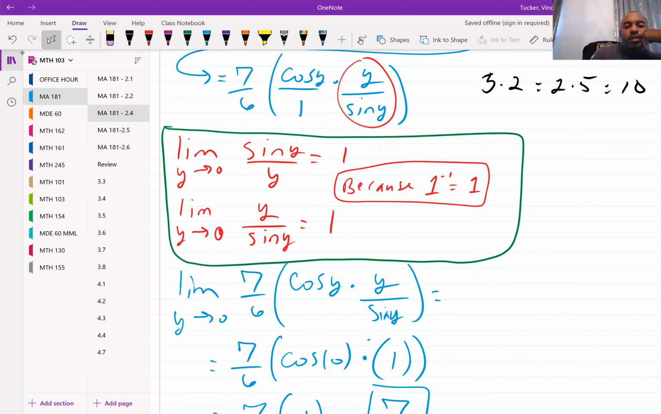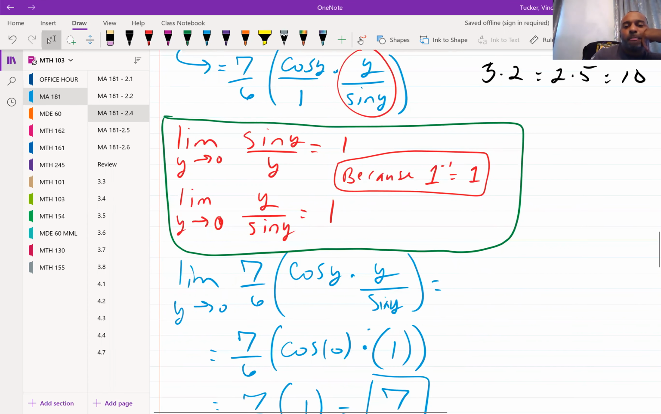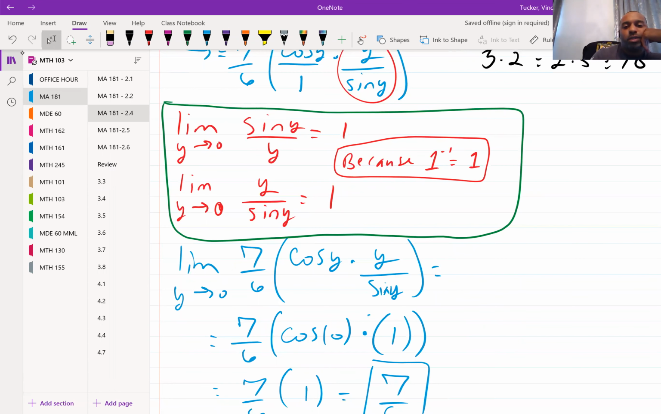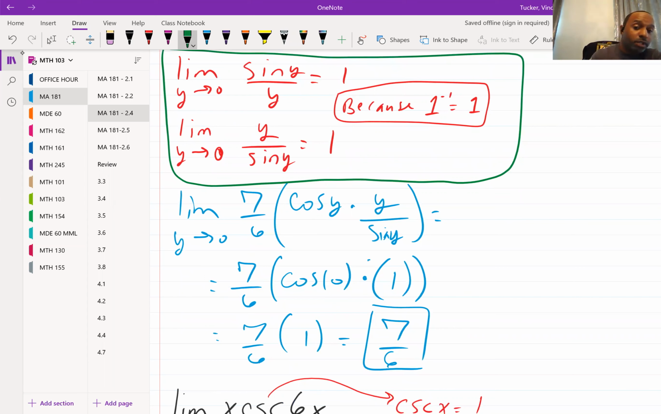All right, so apply the limit to all of this. The 7 over 6 is not affected. Plug in 0 for cosine y, so it's cosine 0. And then we already said this relationship is going to go to 1 for us. And then cosine of 0 is 1. So that's 7/6 times 1, which is 7/6.